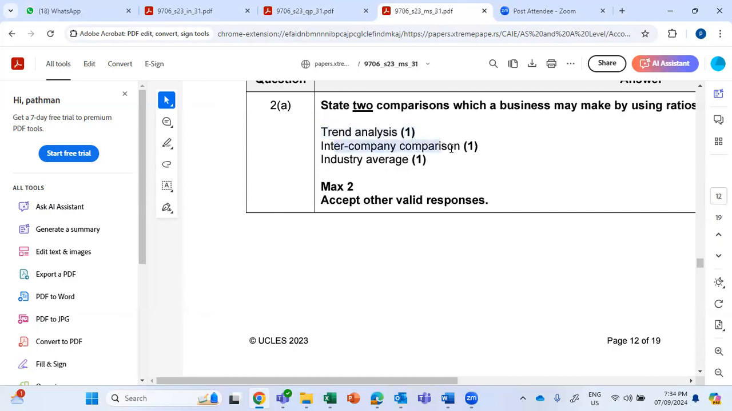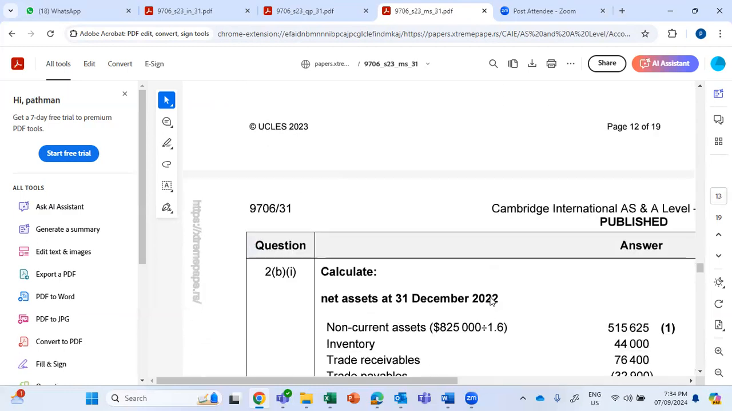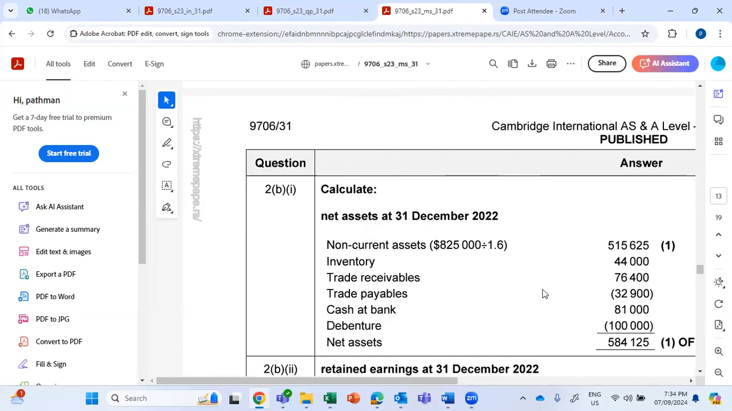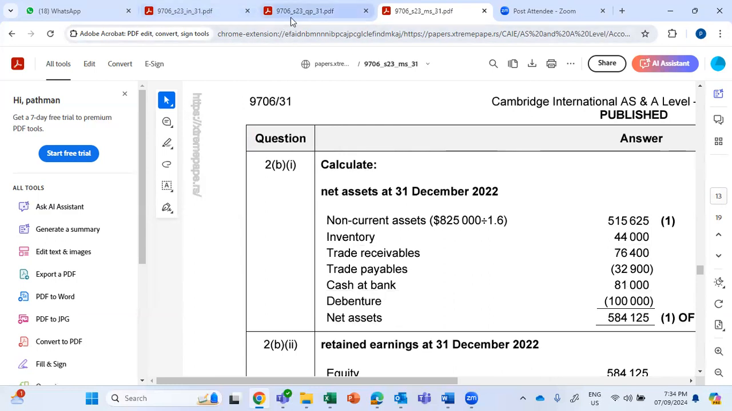So intercompany comparison, this is where the company uses ratio to compare themselves with their peers. Okay, or maybe within their sister companies and so on. Okay, industry average is where the company uses ratio to compare themselves against the average of the industry. Okay, now moving on to the next part.